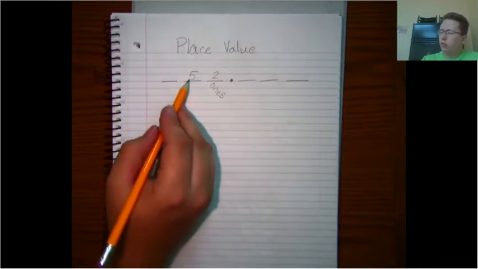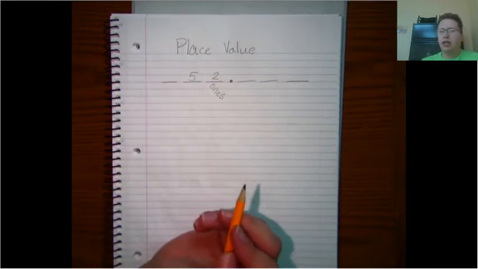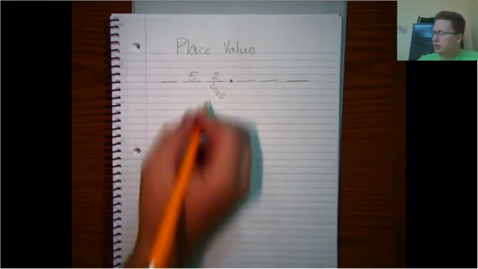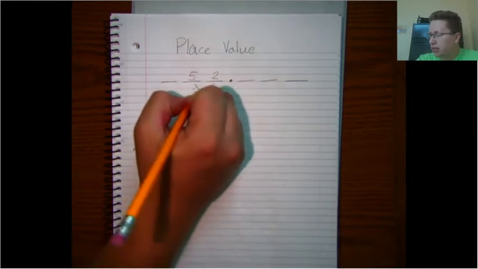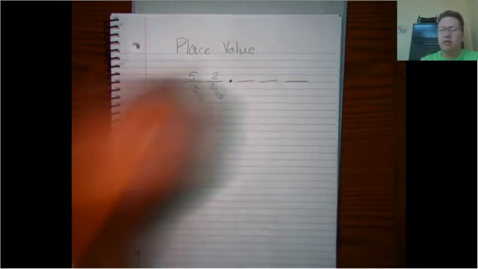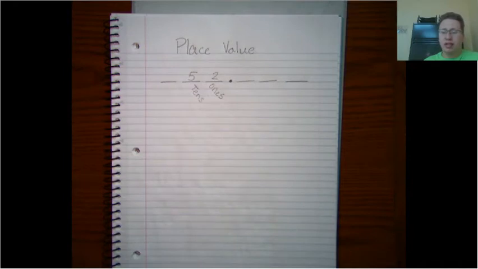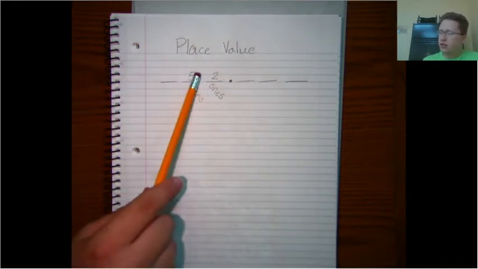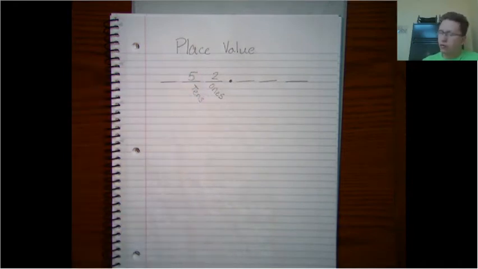52. Well, what place is this 5 in? It's in the tens place. This is our tens digit, because there's 10, and this says there's 5 tens there. So if you wrote 10 five times and added it up, it would be 50. So then you have 52.